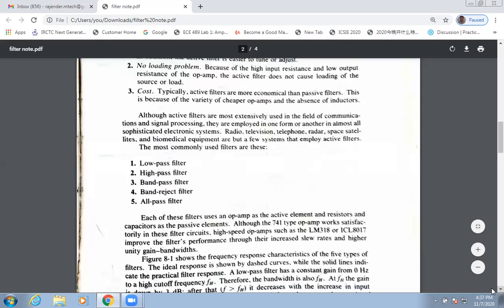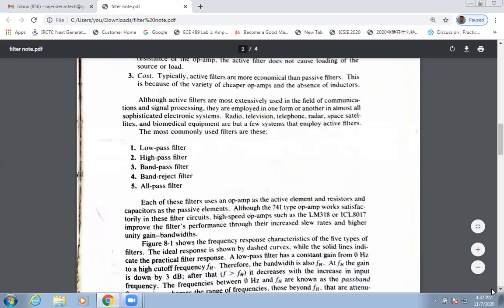Figure 7.8.1 shows the frequency response characteristics of all the five types of filters. The ideal response is shown by dashed curves, while the solid line indicates the practical filter response. A low-pass filter has a constant gain from 0 to a high cutoff frequency, which is denoted by small f capital H. H stands for high cutoff frequency. Therefore, the bandwidth is also fH. At fH, the gain is down by 3 dB, or we can say at high cutoff frequency, the gain decreases by 3 dB.